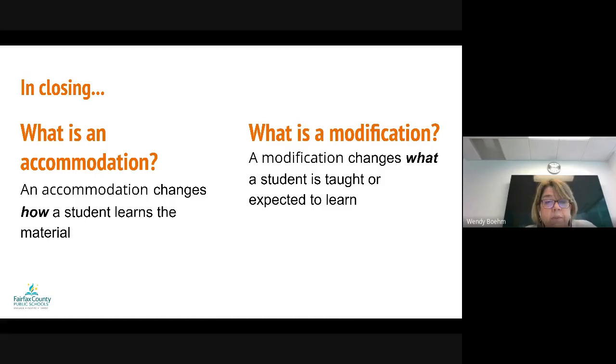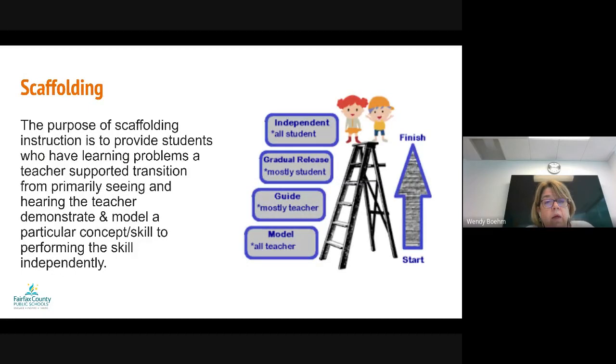In closing, today we talked about what is an accommodation and what is a modification. We remember that a modification is a change in what the student is expected to learn and what is taught. However, what we spent most of the time talking about today were accommodations, and that just changes how the student learns the material. And a great way to teach accommodations and incorporate accommodations is through scaffolding. And remember, the purpose of scaffolding is to provide students who have learning difficulties a teacher-supported transition from primarily seeing and hearing their teacher demonstrate and model a particular concept to performing it independently.